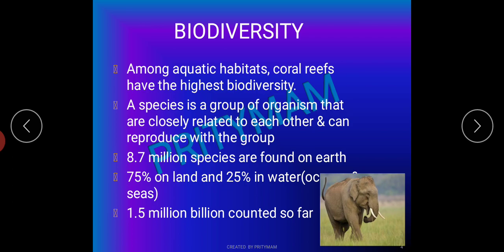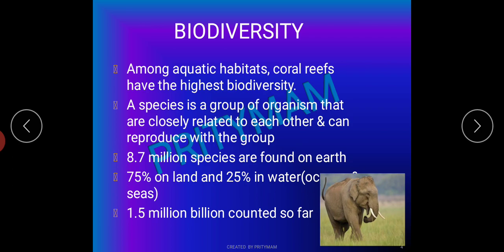Scientists measure the biodiversity of a region by counting the number of species found there. Then what is a species, students? A species is a group of organisms that are closely related to each other and can reproduce with the group. For example, all the Indian elephants belong to one species, whereas all the Bengal tigers belong to another species.